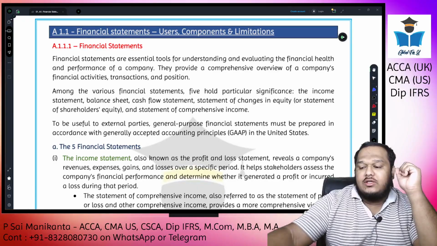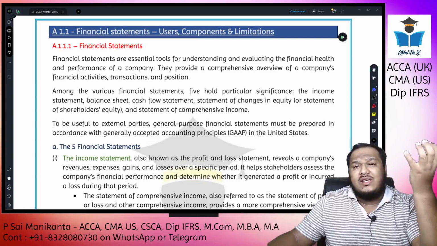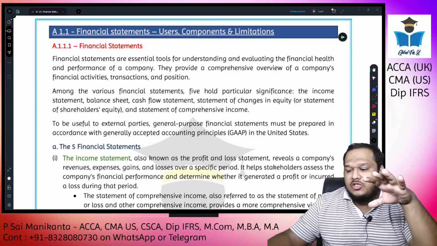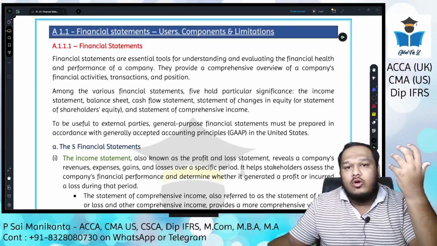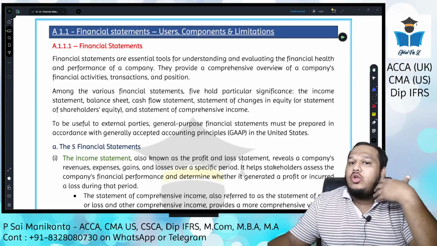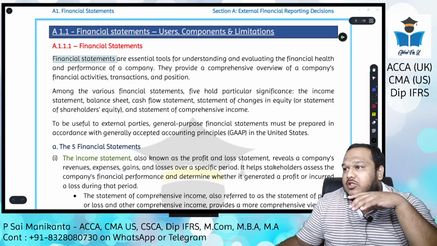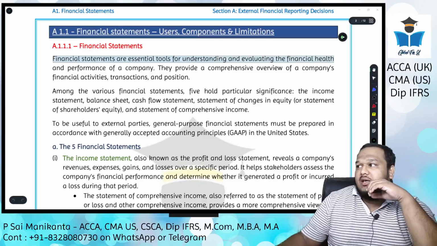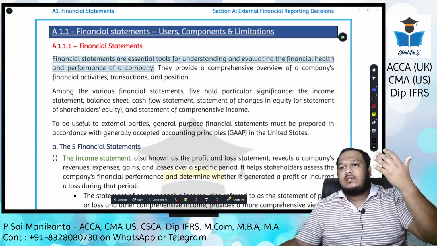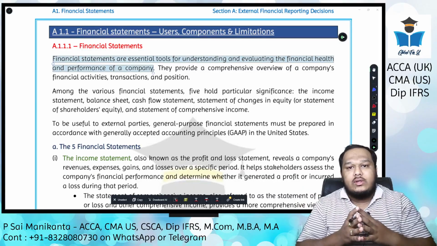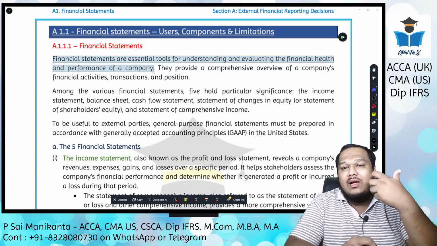So first, for us to understand, as I already mentioned in the introductory video, section A is very huge. So for this particular section I won't be doing a line by line reading of the material as such. I'll be giving you an overall understanding of the topic, and then you are expected to go through the entire material. I won't read "financial statements are essential tools for understanding and evaluating the financial health and performance of a company." I won't do that line by line reading. I'll just give you an overview because this entire section is very voluminous, so line by line reading won't be possible.